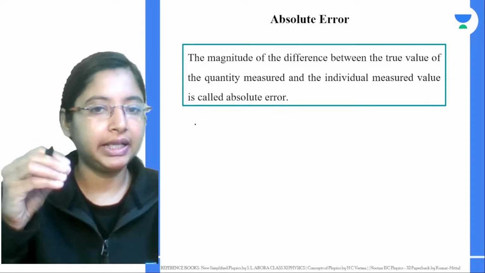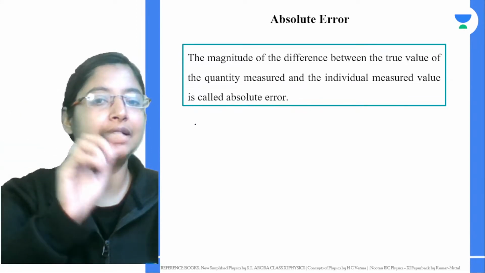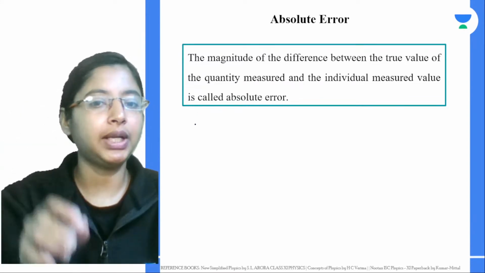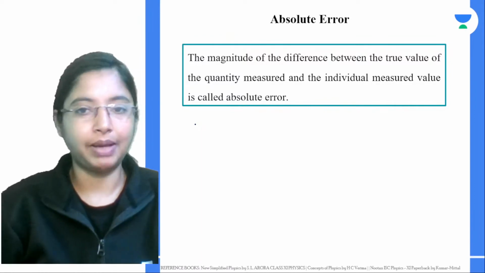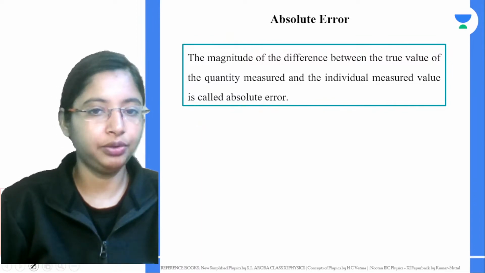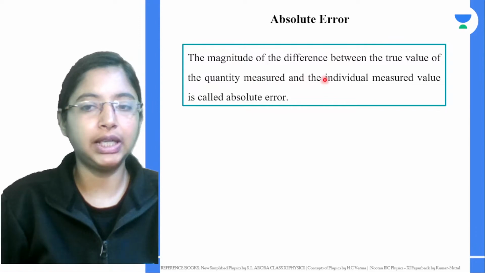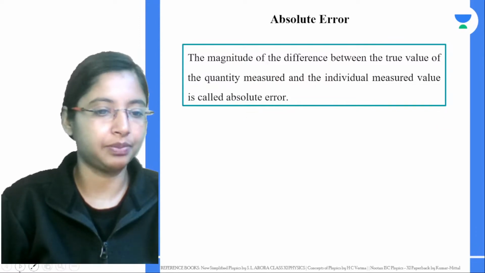Okay, now what the absolute error is, is very simple. For every reading you have taken, you subtract it from the true reading. Then you get the absolute error. So the magnitude of difference between the true value of the quantity measured and the individual measured value is called absolute error.